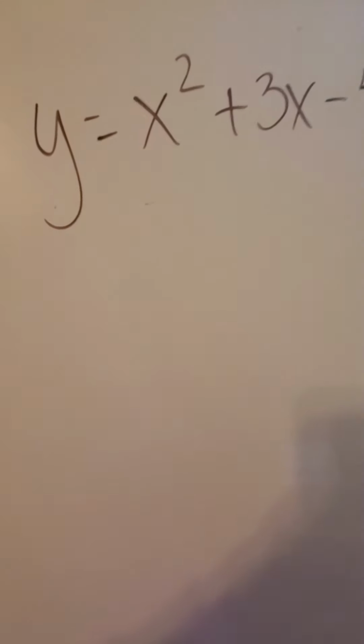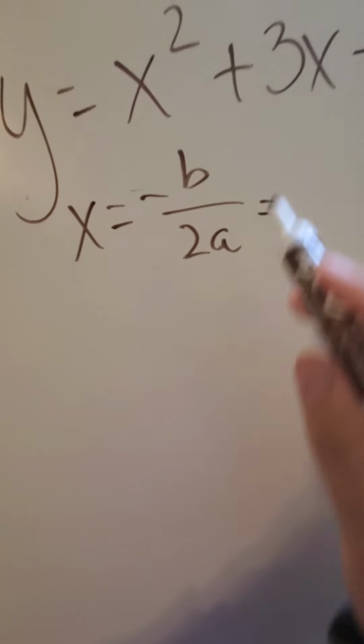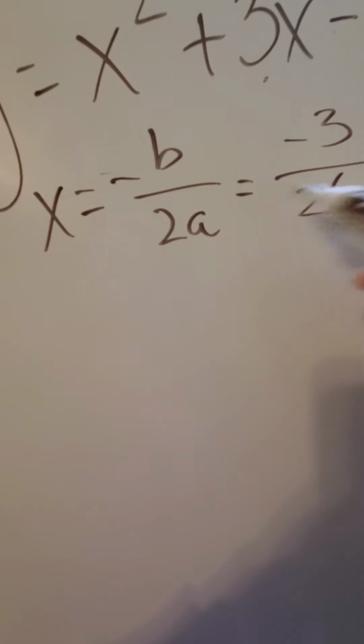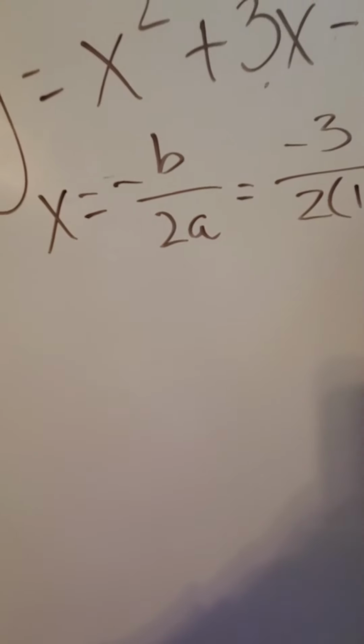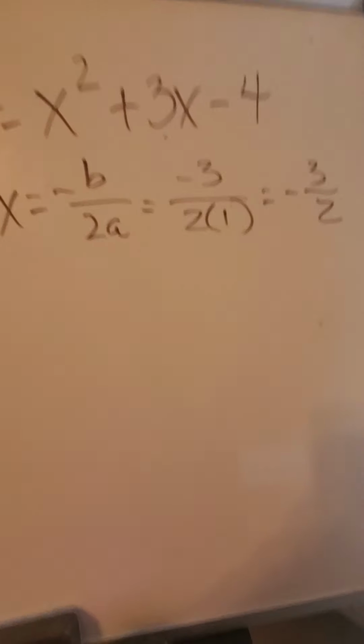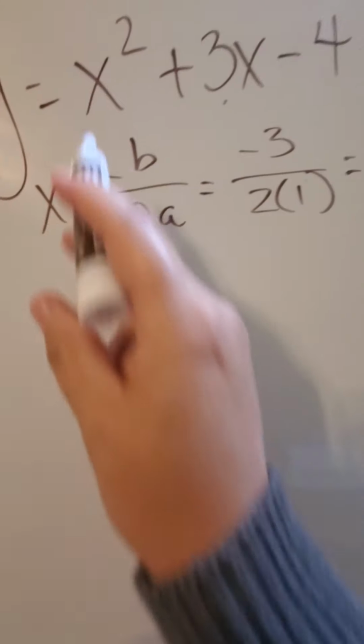So remember, vertex, let's do that first. x equals negative b over 2a. In this case, b is 3, so negative 3 over 2 times a, which in this case is 1. So I get negative 3 halves, okay? I can get a fraction. Leave it as a fraction if you can. All right, then I'm going to plug it back in.